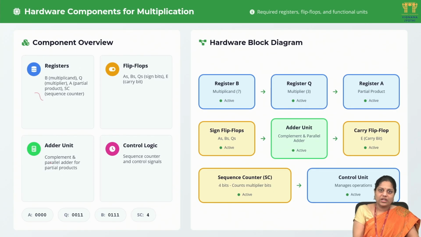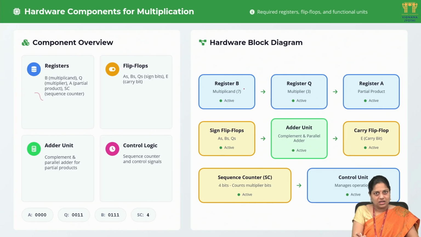The same circuit can be used to perform addition or subtraction for two values. So to perform both addition and subtraction by using the same circuit, you are going to use a complementer along with the parallel adder. Along with this, you need a control logic, that is to check what is the value of the sequence counter, and based upon the value of the sequence counter, we are going to take a decision like whether to repeat the cycle or to stop the algorithm. The same can be represented in the form of a block diagram.